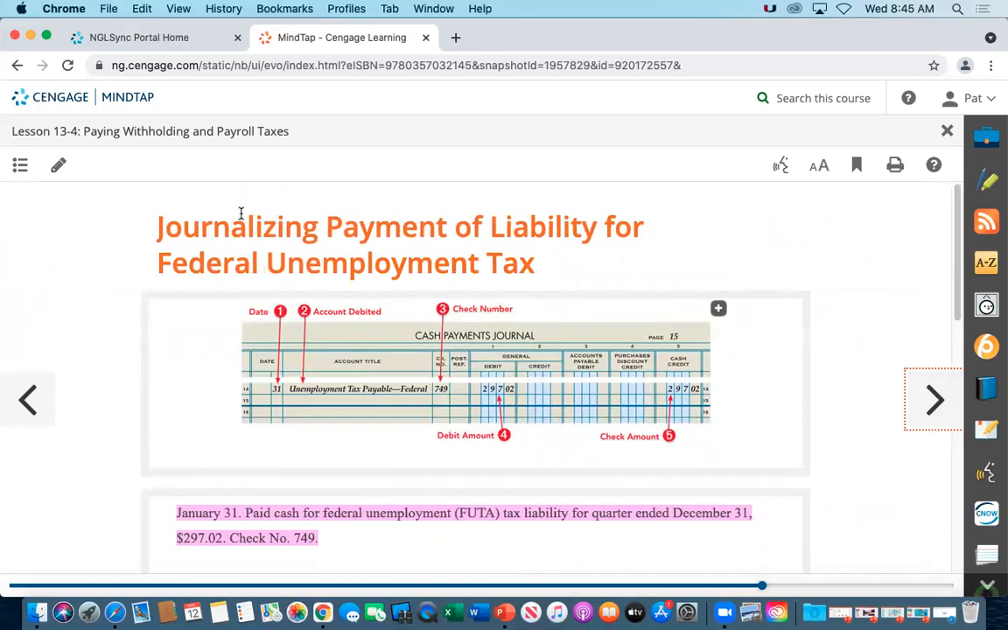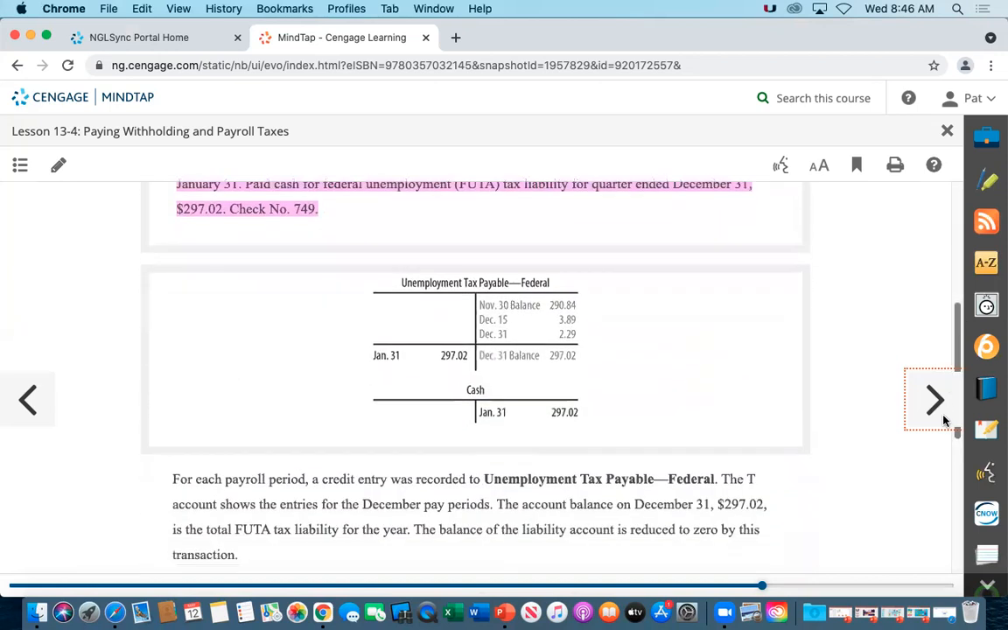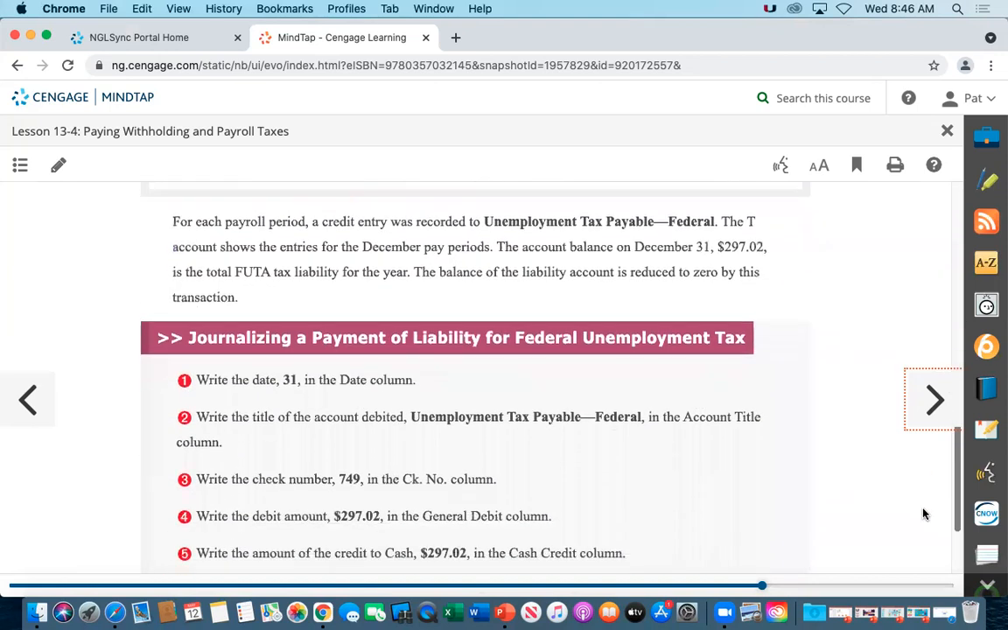Okay. So now we get to the next journal entry. The first one is paying up employee income tax, Social Security and Medicare, ours and the employees'. This one says pay cash for federal unemployment tax for the quarter ended December 31st. So we're just paying the tax at the end. When it says at the end, all it is, you put the date, the last day of the month, unemployment tax federal. Pay it out. You don't have to match it. You don't have to do anything different with it.